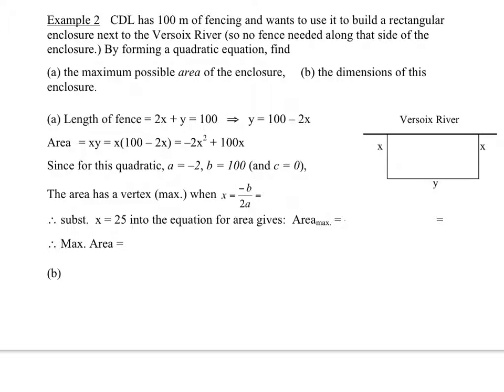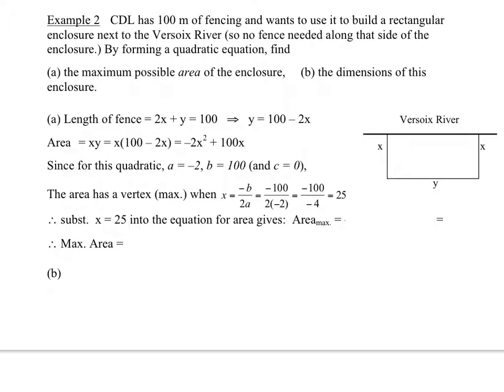So if we want to know what value of x gives the maximum area, we can just use this formula. We put -b, which is going to be -100. We divide it by 2 times a, which is going to be -4. So we're going to have -100 divided by -4, and that gives us 25. But that's not the area, right? That's the value of x that gives the maximum area.